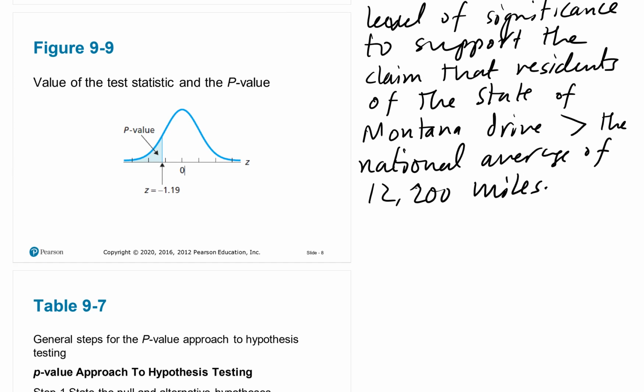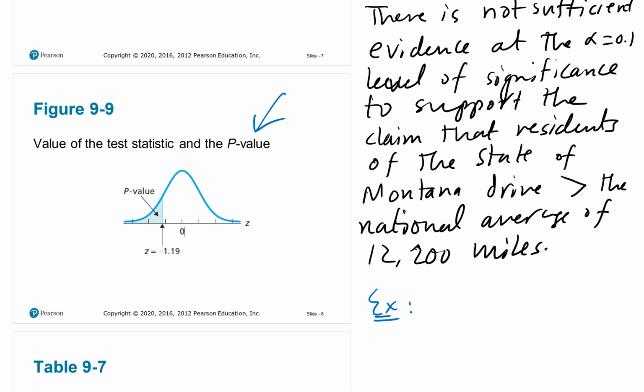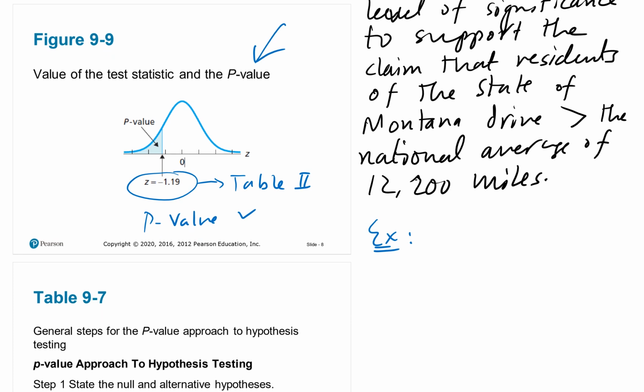Another example we went over in the previous section, and what you see here on the left side, is another example. Based on the information, and you can see that in the book, they found the z value. Then you have to go to table 2 and find out the p-value, and then compare the p-value with the alpha. If the p-value is less than alpha, we reject the null hypothesis. Otherwise, we fail to reject it.